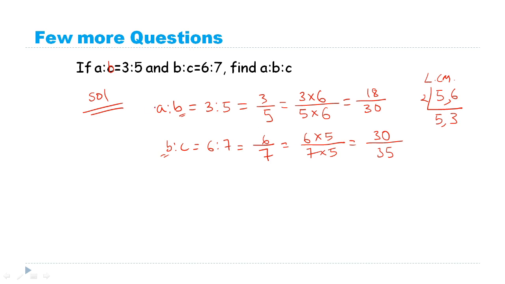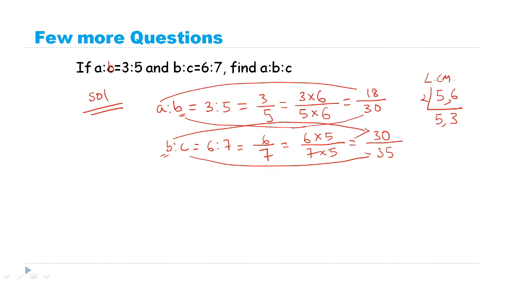So you check this one. Now A is 18, B is 30, right? And in here also B is 30 and C is 35. So meaning to say, now we have the same B in both the cases. B is simply 30. So A will be 18, B will be 30 and C will be 35. So this is the ratio that is to be found. A is to B is to C, so 18 is to 30 is to 35. I hope the thing is clear now.